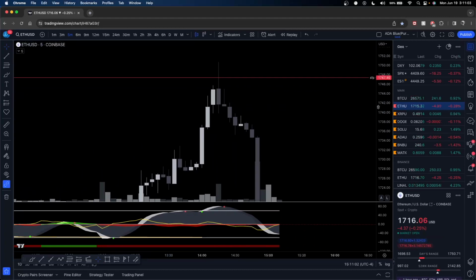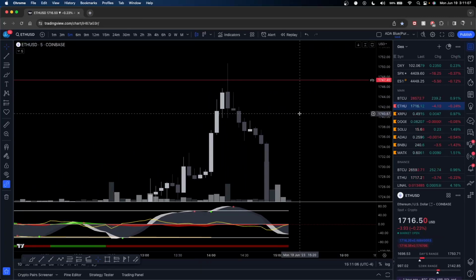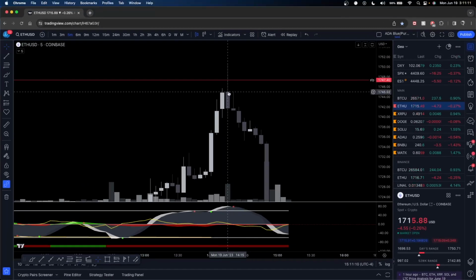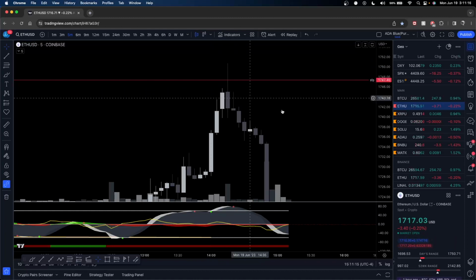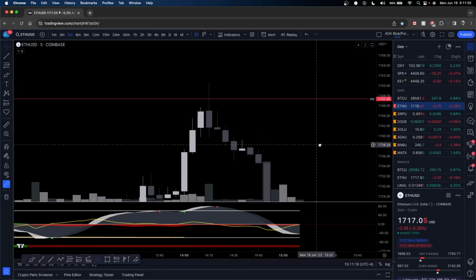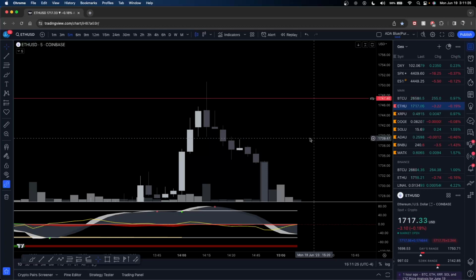In order for it to be classified as a swing failure pattern, we want to see a nice, strong rejection, just like we did in this exact instance. Let me clarify this, because this is very important. This is what is going to objectively identify whether it's a swing failure pattern or not.